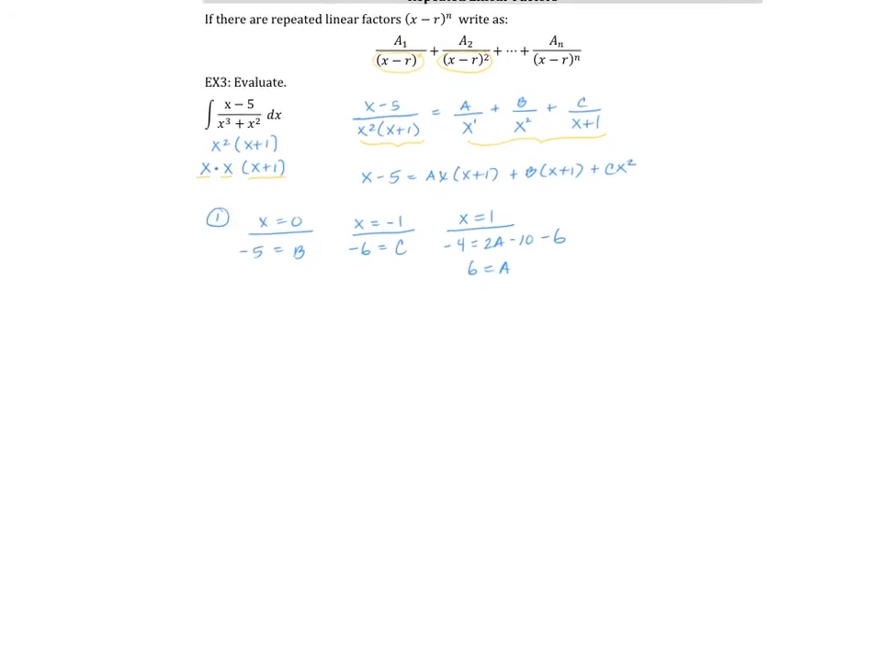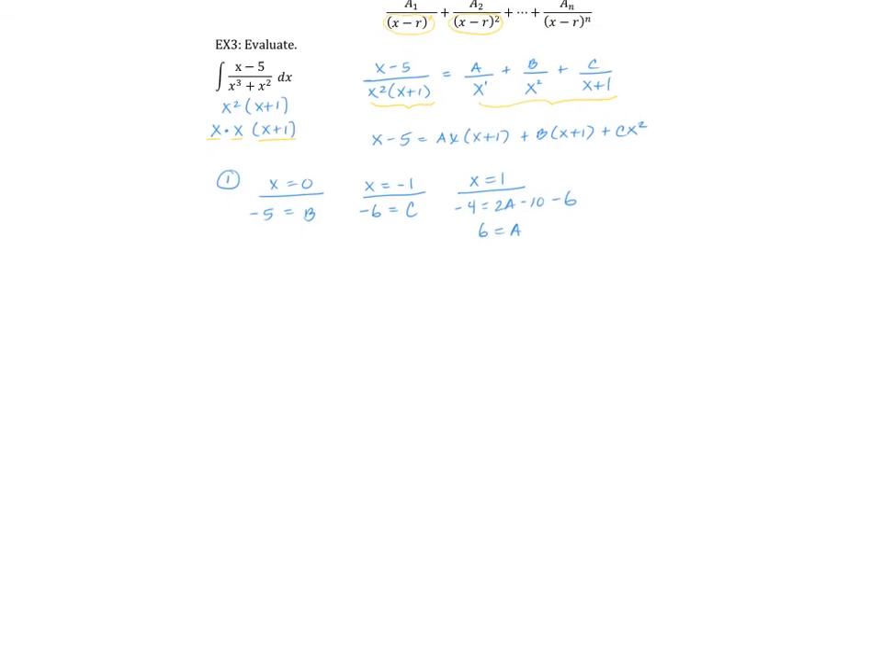I'm not going to do method 2. You're free to use method 2. I'm just going to go ahead now and solve this integral. So my integral is going to be equal to, a is positive 6, so I'm going to bring out the 6. It's going to be 1 over x dx. b is negative 5 times the integral of 1 over x squared dx. c is negative 6 times the integral of 1 over x plus 1 dx.